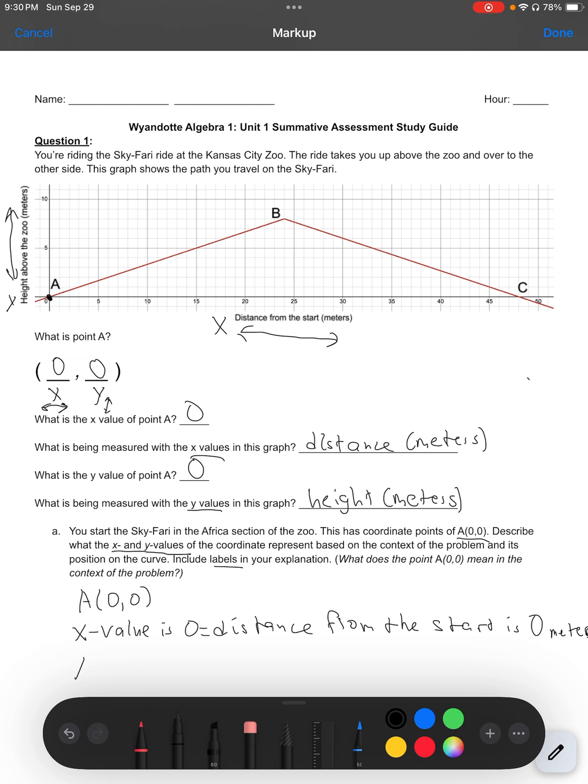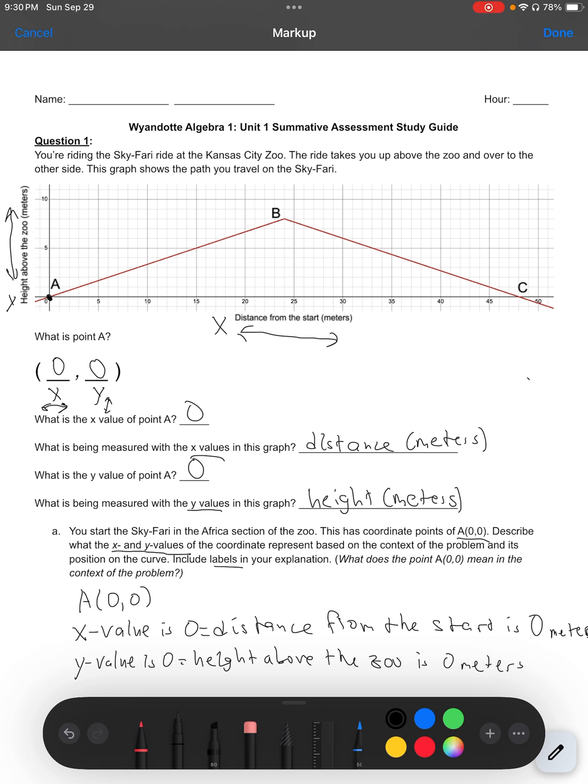For our y value, the y value is also 0. And that means that since the y values are the height, our height above the zoo is 0 meters.